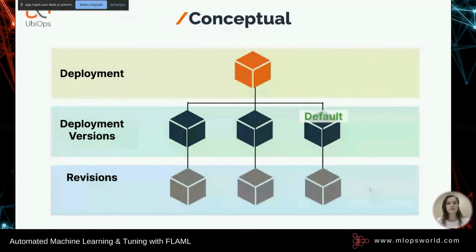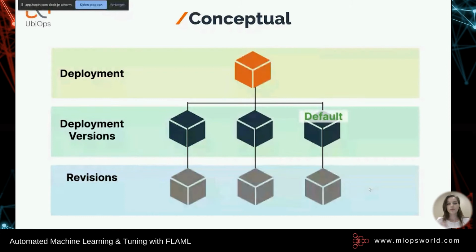But on a conceptual level, UbiOps works with this concept that we call deployments. Deployments are, very simply said, anything that has an input that is transformed into an output. So that can be a machine learning model, pre-processing steps, algorithms, whatever, something that takes certain input and has a certain output. Now, each deployment can have multiple different deployment versions under it.